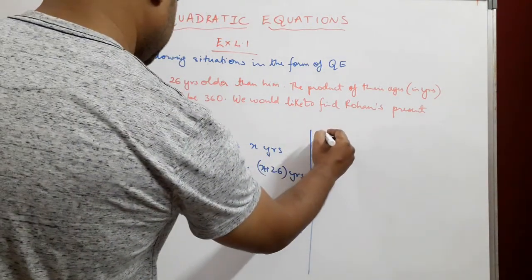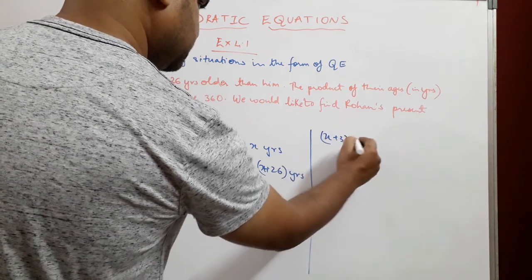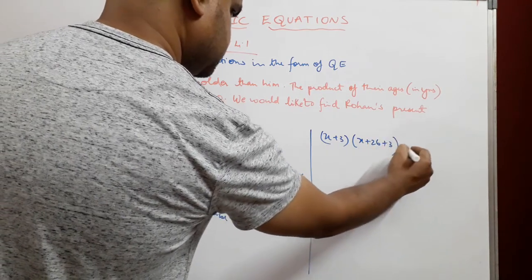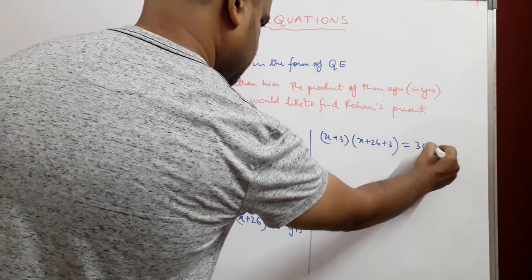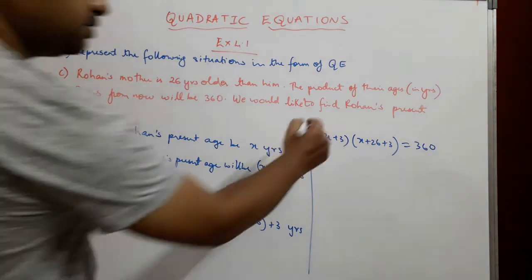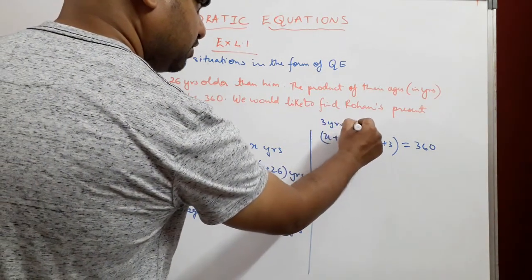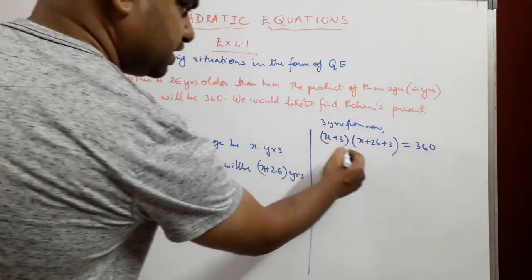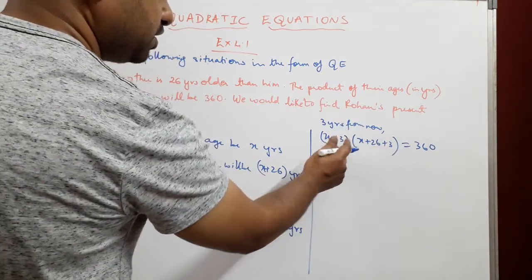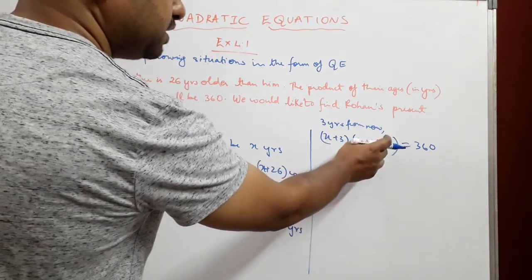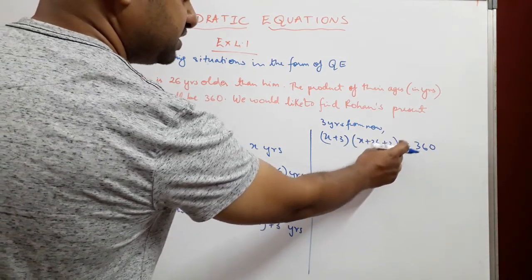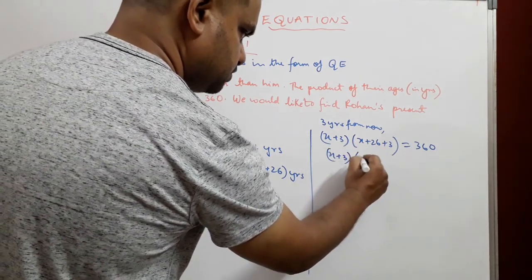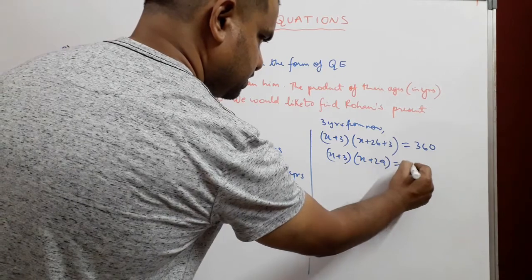So that will be the product of x plus 3 into x plus 26 plus 3 equal to 360. Okay, this is now 3 years from now, because we are told the product of their ages 3 years from now. So 3 years from now, Rohan will be x plus 3 and Rohan's mother will be x plus 26 plus 3. Okay, so x plus 26 plus 3 comes to x plus 29. So x plus 3 into x plus 29 equal to 360.